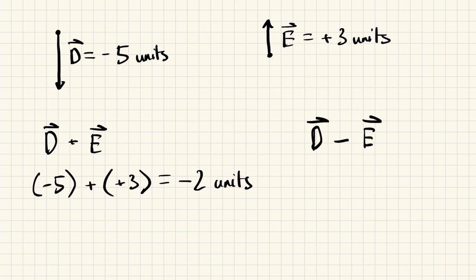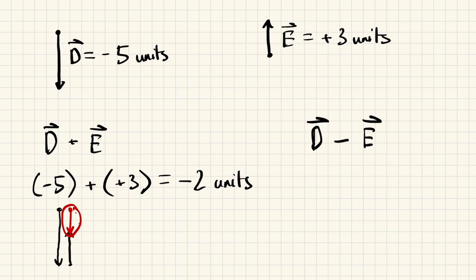Okay. If we wanted to graph this just to prove it to ourselves, again, we can use the tip-to-tail method. So here's the first vector, vector D, and then we draw the second vector here. And of course, we would draw the resultant vector, which goes from here to there. And as you can see, it is going downwards, and it does have a magnitude of 2 units.